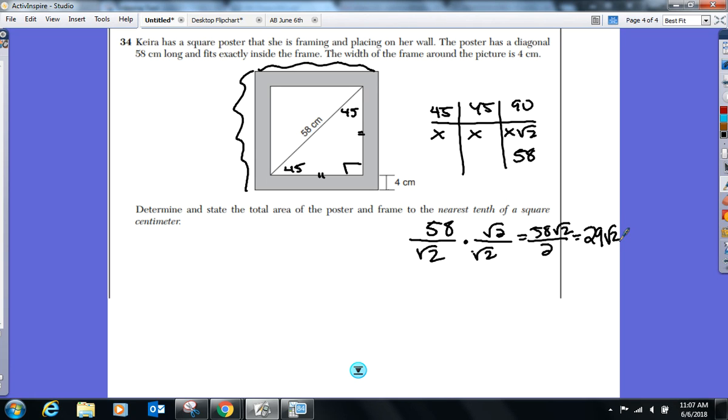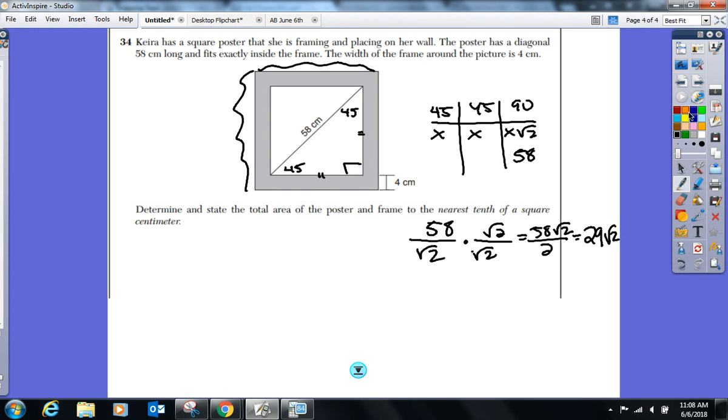And since we're at this point in the year, if you want a little shortcut so you don't have to do all this, anytime you go backwards on a 45, 45, 90, cut that number in half and put a radical 2 with it. That's what it's going to end up being.